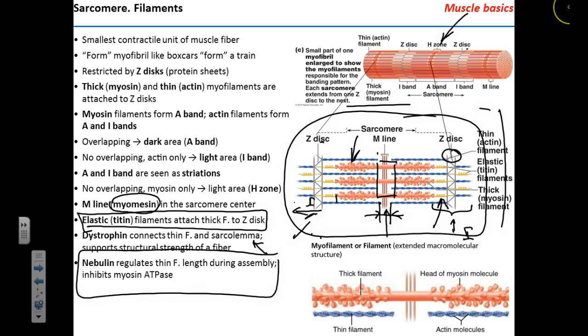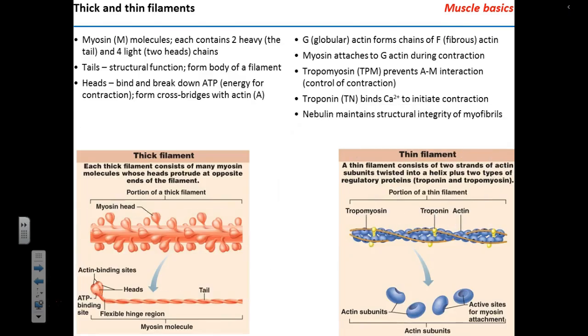Now, these elements, A band, I band, M line, Z disc, elastic filaments, thick filaments, thin filaments, they may not make sense until you look at the mechanism of the actual muscle contraction. For this, we need to figure out the structure of the thick and thin filaments. Thick filament consists of many myosin proteins. That's why we call it myosin filament.